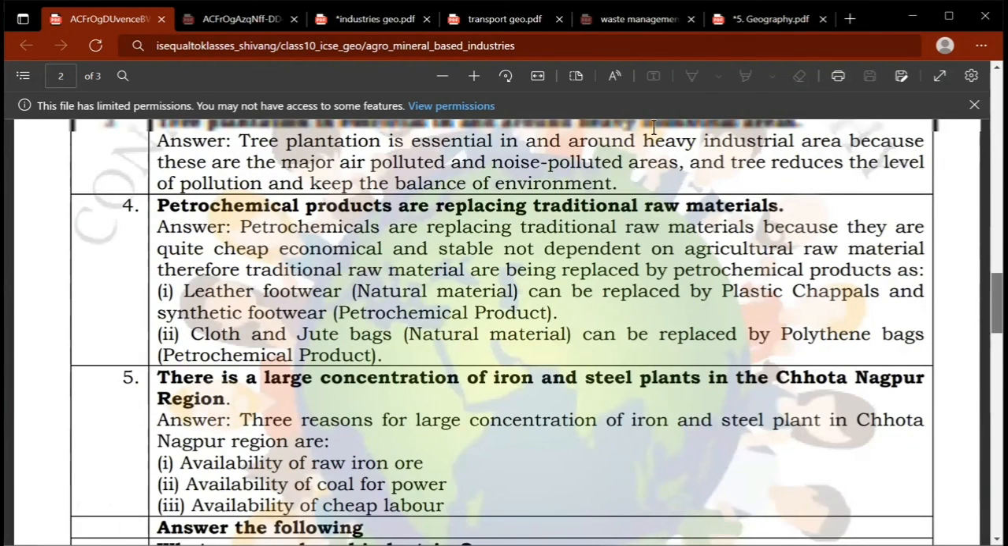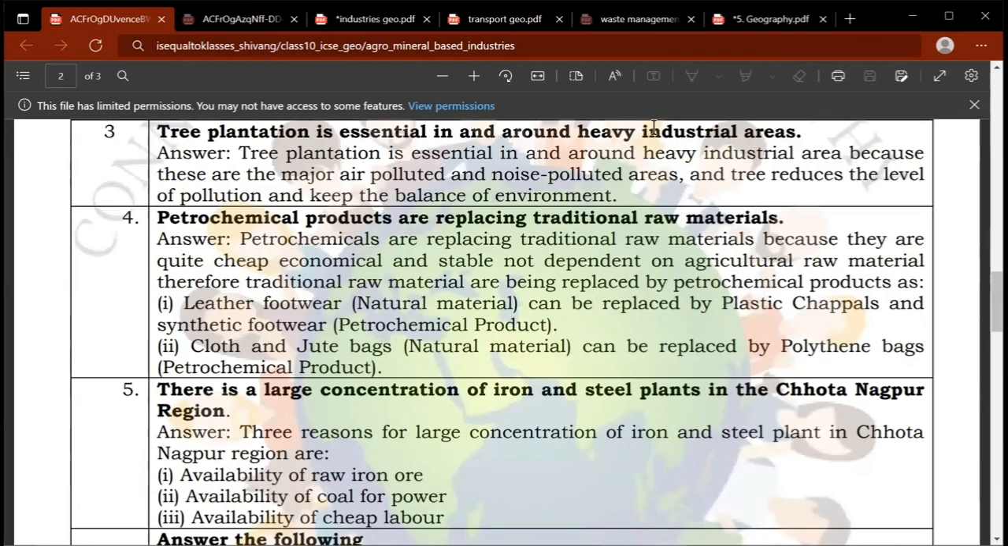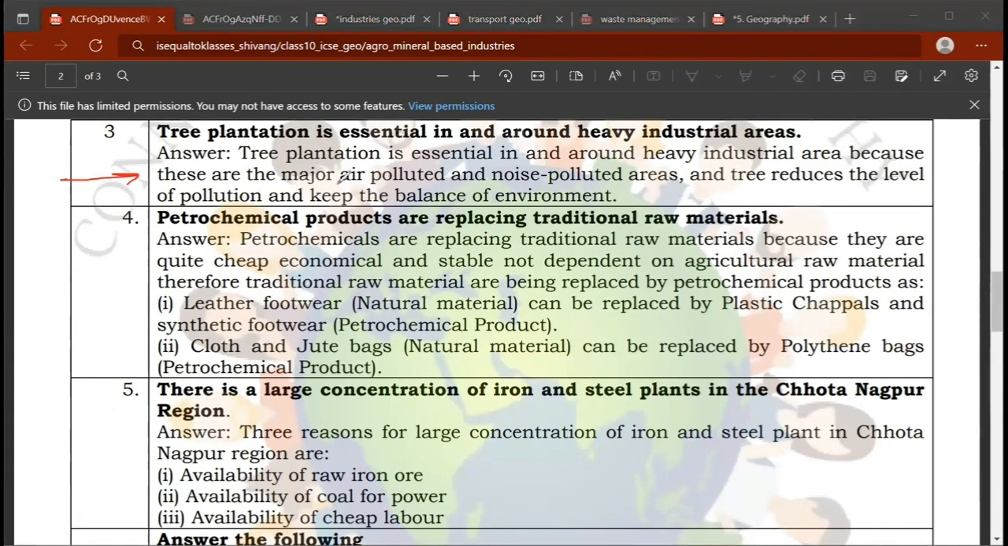Okay. Tree plantation is essential in and around heavy industrial areas. Tree plantation is essential because these are the major air polluted and noise polluted areas, and trees reduce the level of pollution and keep the balance of the environment. This is a very important question. Do remember the answer. They might ask you in the exam.